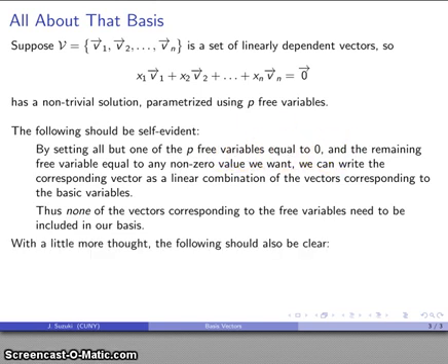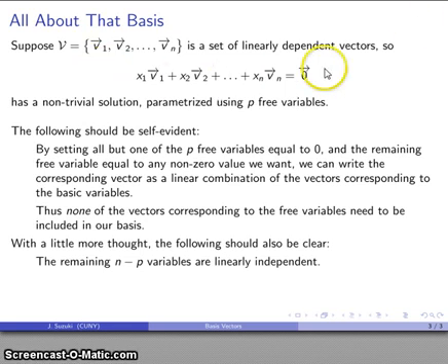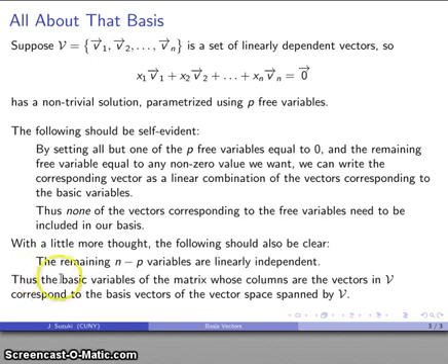With a little bit more thought, it should also be clear that the remaining vectors have to be linearly independent. Again, that goes back to the idea that if this has any non-trivial solutions, then what we have is a set of linearly dependent vectors. And that gives us a really nice result. The basic variables of the matrix, whose columns are the vectors of V, correspond to the basis vectors of the vector space spanned by V. So our basic variables correspond to basis vectors.